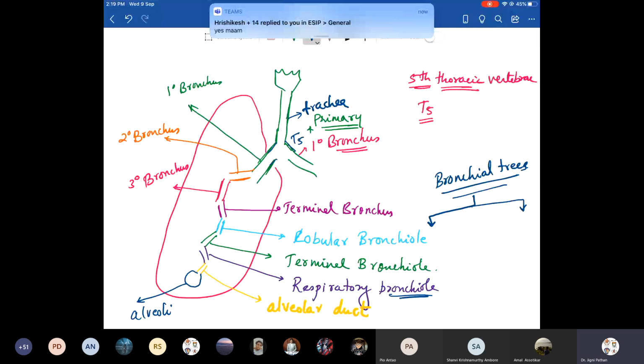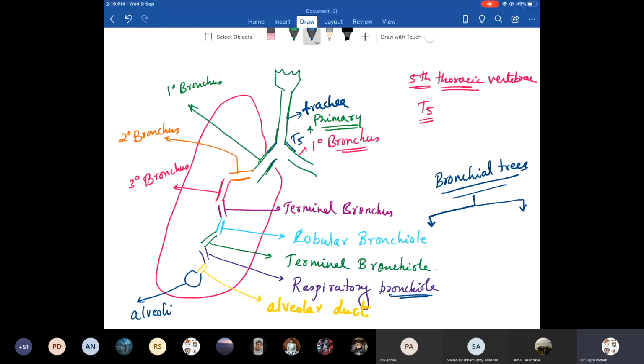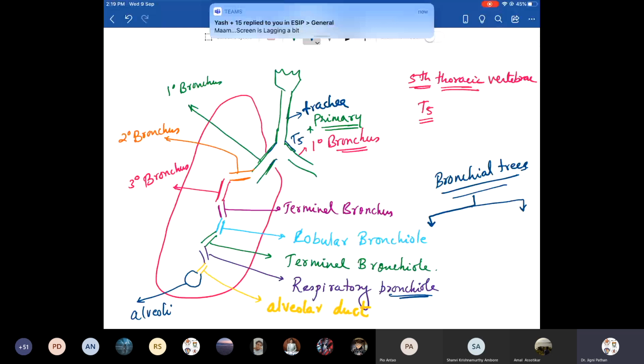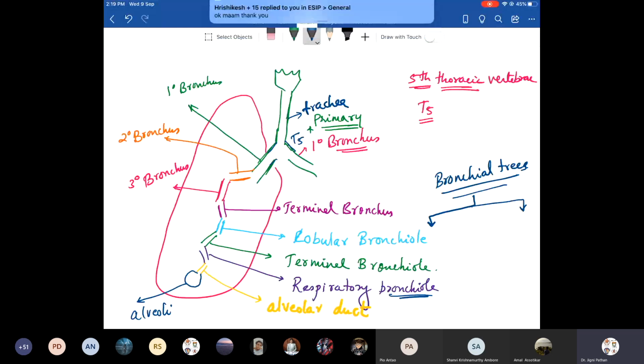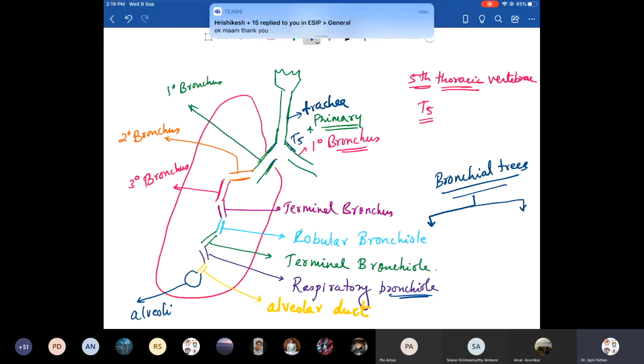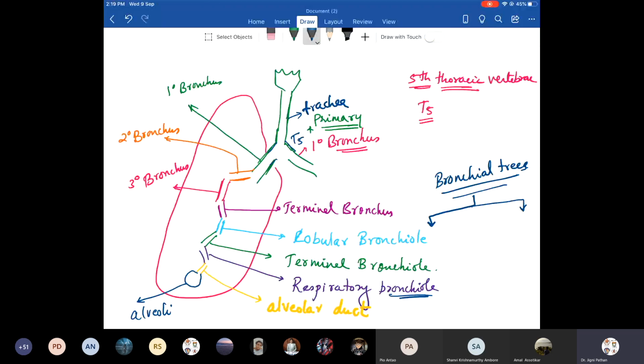Now what was I saying? The bronchial tree is in two parts now. Here the screen is not lagging. I'm looking into a different system also, but it's not lagging. Can you please check your internet connection? Okay, you write down this much and then we'll discuss. Let me know once you're done with the writing part.